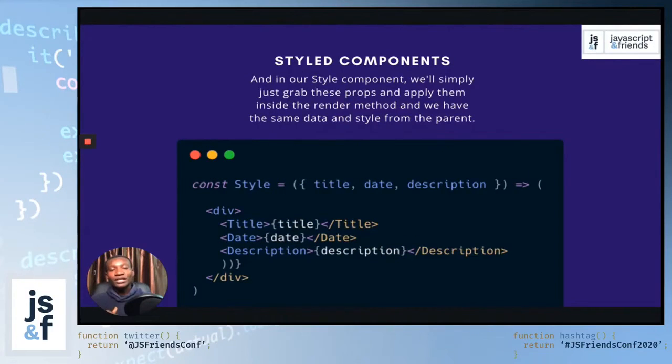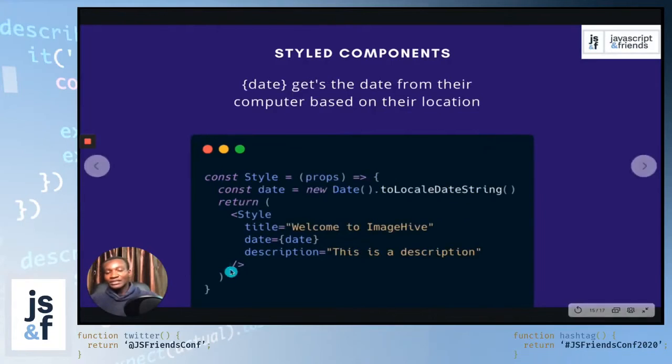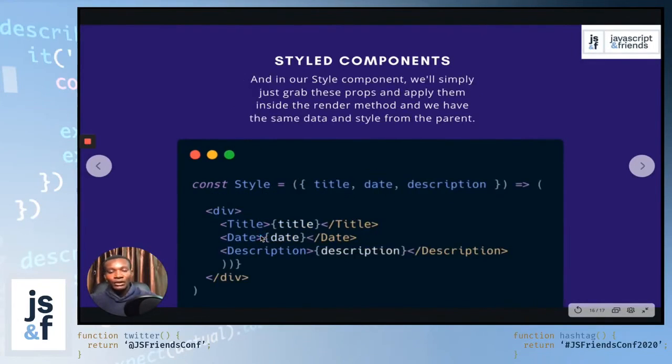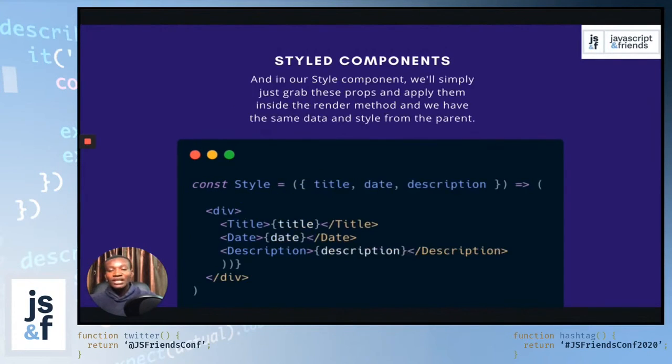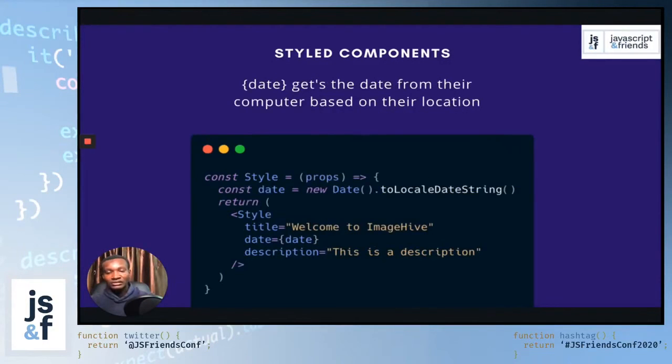In our style components, we'll simply grab these props that we have right here and apply them inside the render method, and we have the same data and style from the parent. So automatically now we have it. Remember, title, date, and description. We are declaring this syntax, saying the title should be this. We are putting them in parentheses here, saying this title that we wrote here in our style should come over here.